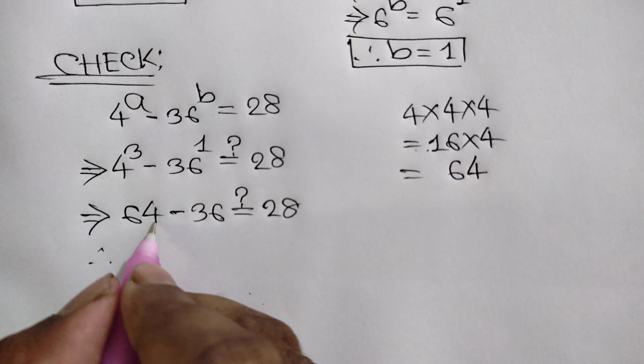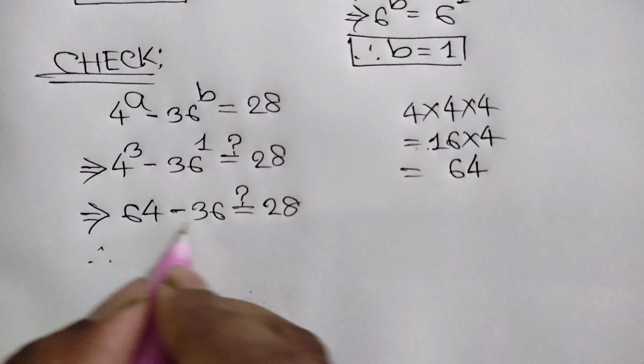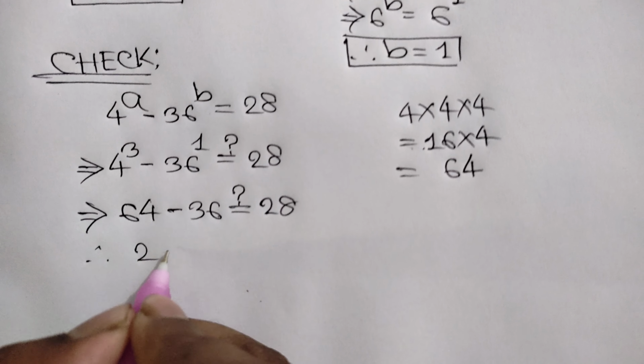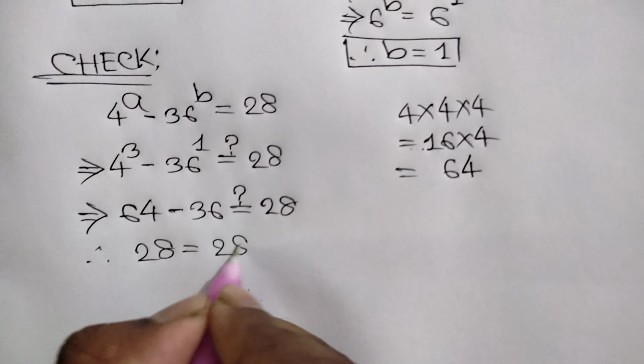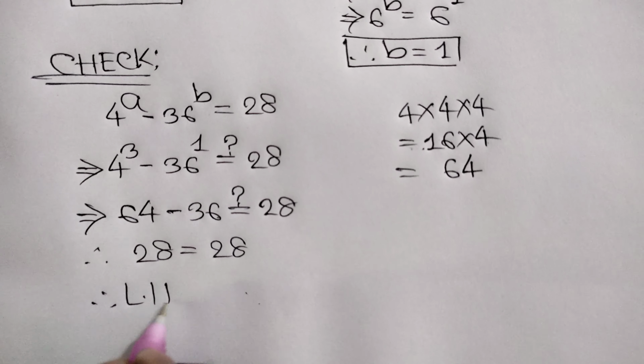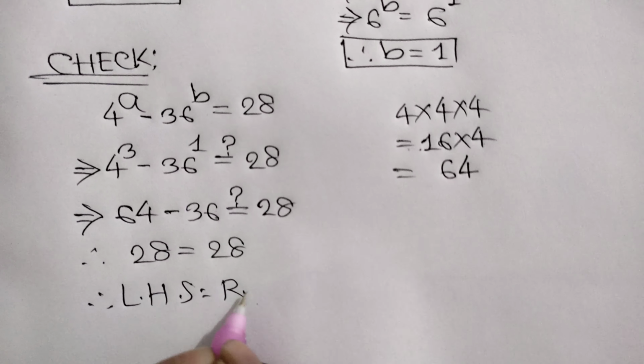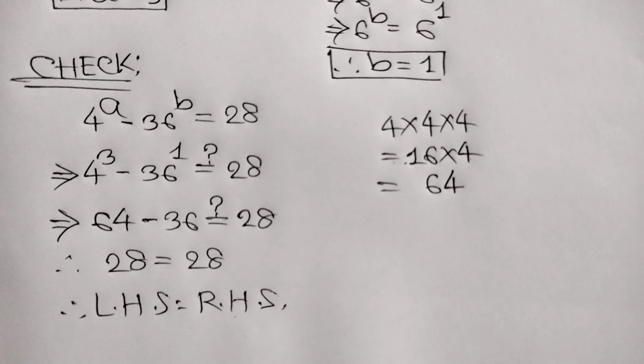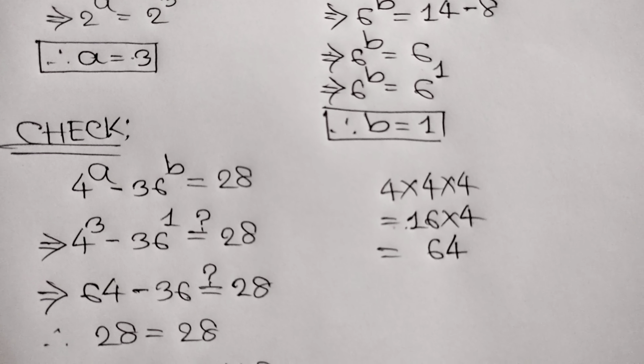So 64 minus 36 is 28, which is equal to 28, so the left-hand side is equal to the right-hand side. So finally the value of a is equal to 3 and b is equal to 1.